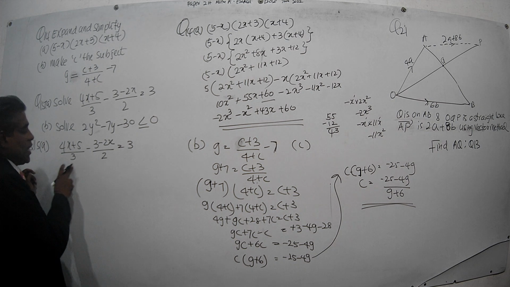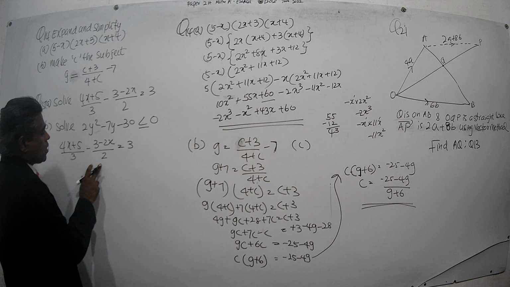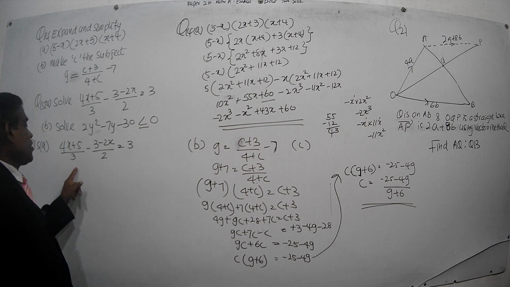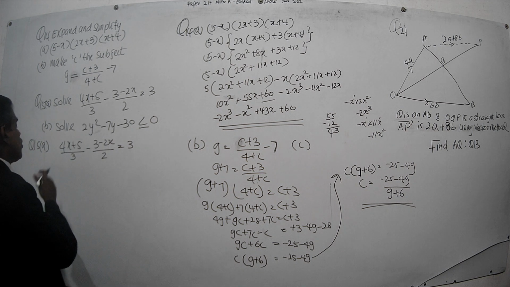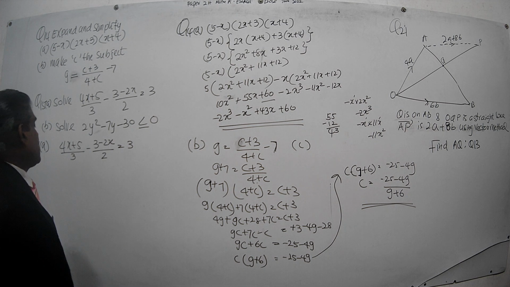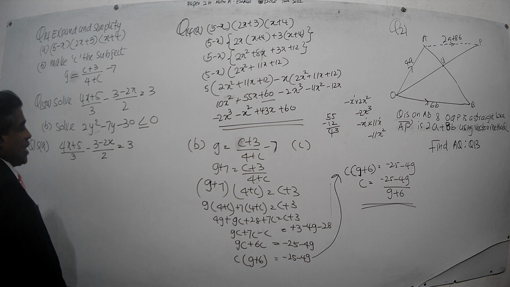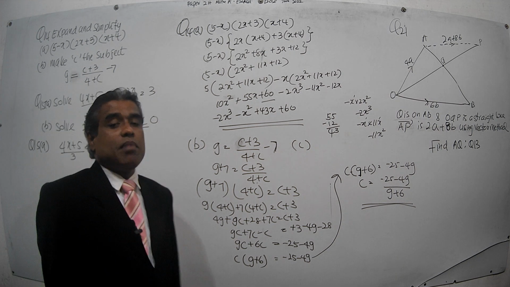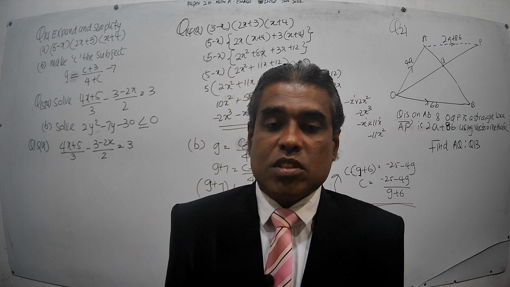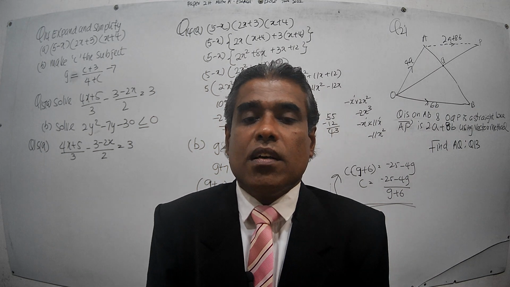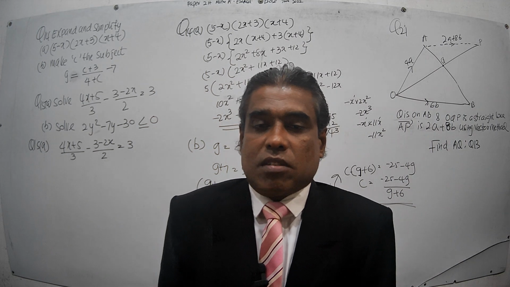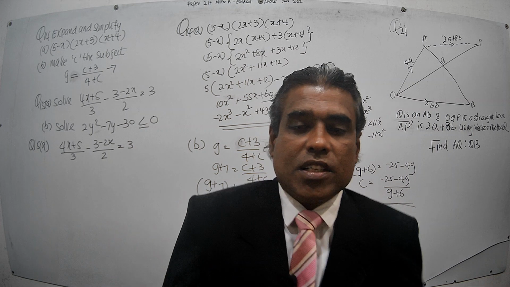To remove the denominators, we multiply by the LCM of the denominators. What is the LCM of 3 and 2? 3 is a prime number, 2 is a prime number. Then straight away multiply those two together to get the LCM. 3 into 2, 6. That is how you find the LCM of two prime numbers. Just multiply them together, because they don't have other common factors, right?